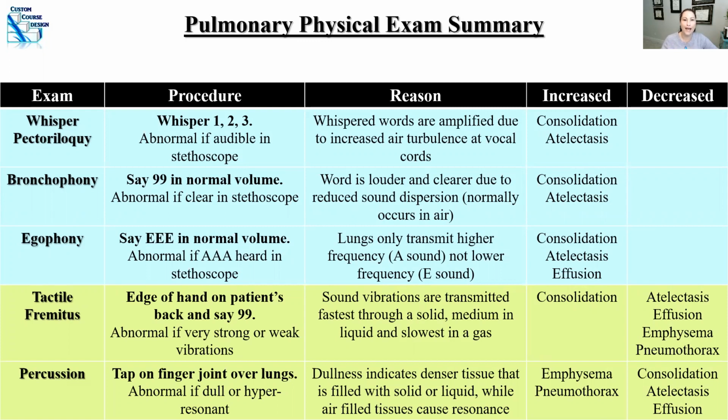Egophony, we're going to ask the patient to say E. And E is actually made up of 2 different frequencies, a higher pitched A frequency and a lower pitched E frequency. If we have an abnormal finding, we will only hear that A frequency, which is the higher pitched frequency. That's because the lungs are only going to be transmitting that higher pitched frequency. We would see this in consolidation, atelectasis, and effusion.